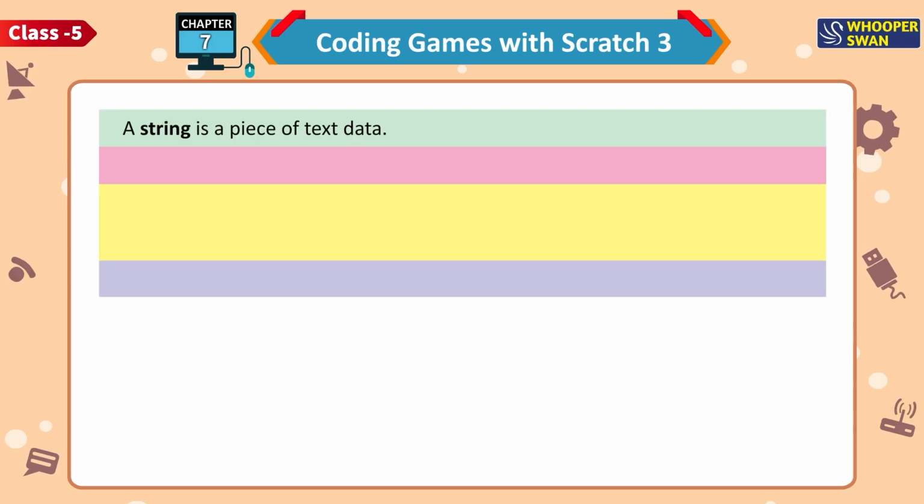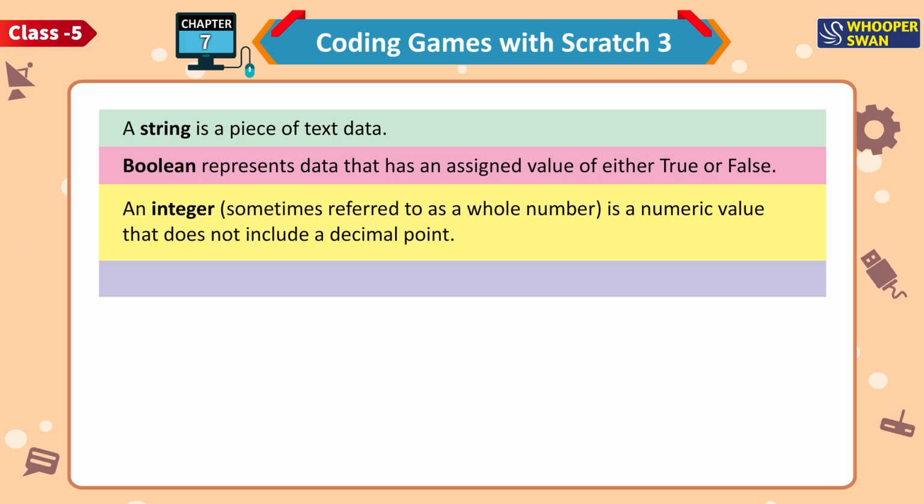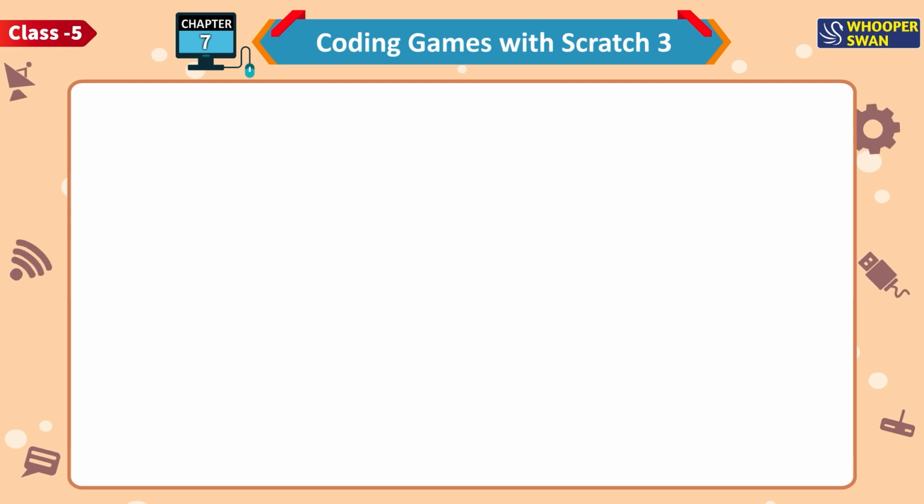A string is a piece of text data. Boolean represents data that has an assigned value of either true or false. An integer, sometimes referred to as a whole number, is a numeric value that does not include a decimal point. A real number is a number that includes a decimal.